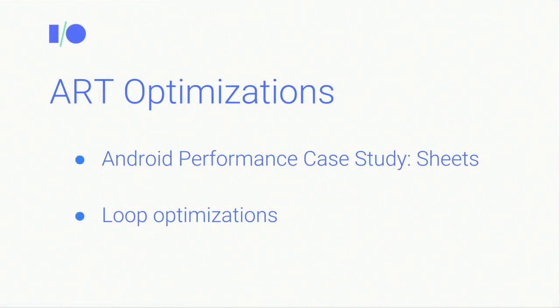Thank you, Matthew. So besides managing application memory, ART is also responsible for executing application code. And for every Android release, our team spends a significant time optimizing wherever we can. So in this talk, we want to share with you two major accomplishments we've made for this release. The first is a performance case study, and the second is about a new optimization framework for loops. Let me start with the performance case study, and then a colleague will later talk about loop optimizations.